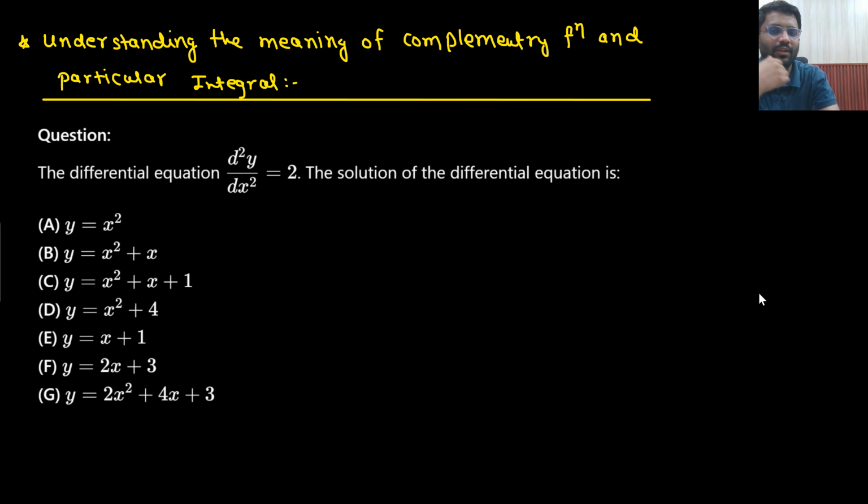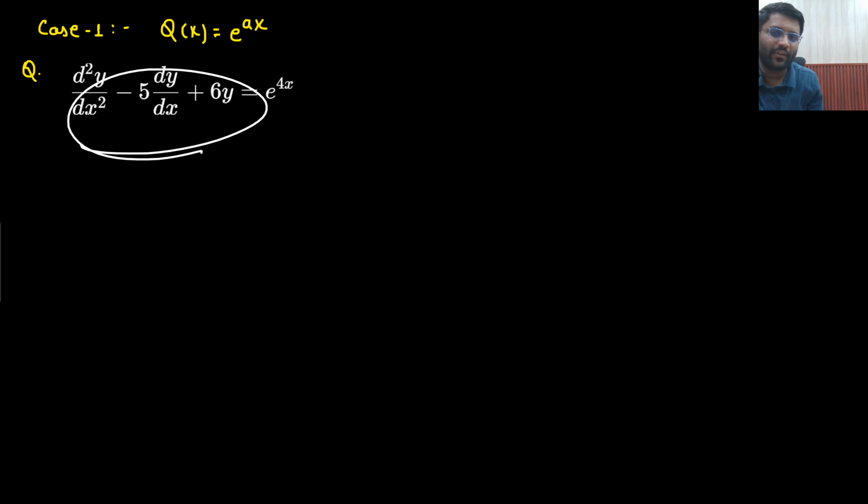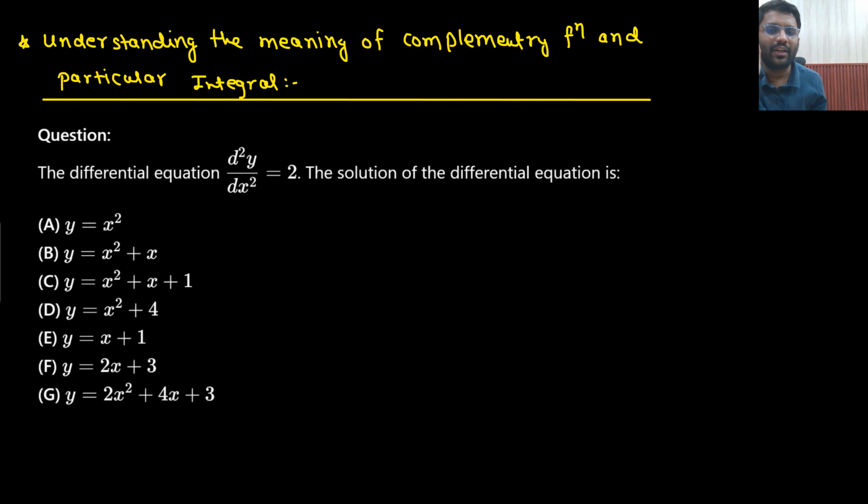Next we need to understand, this time it will be a function of x. Like the same kind of equation, but this time in place of 0 there will be e to the power 4x. But before that we need to understand 2 terms, which are complementary function, CF, and particular integral, PI. Let's understand the meaning of these 2 terms, because again and again I will be using CF and PI. What is the meaning of CF and PI?